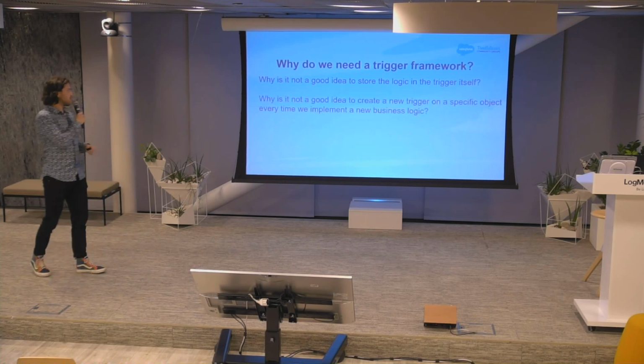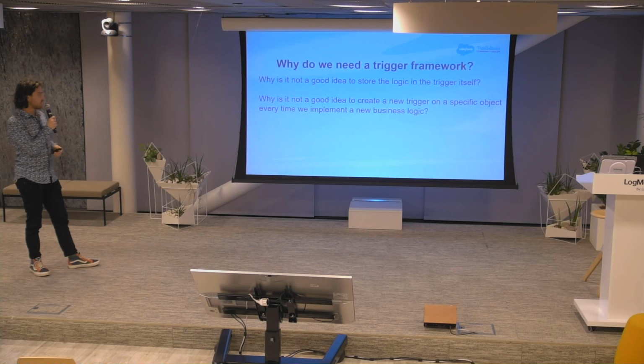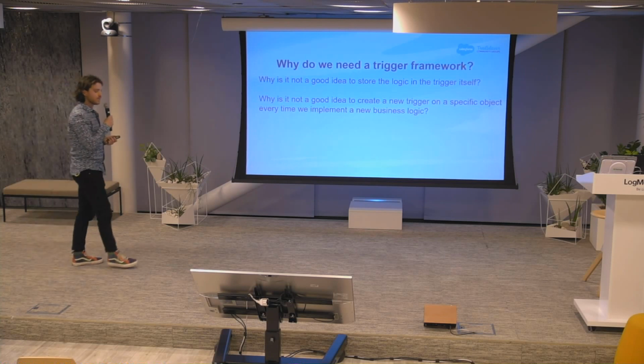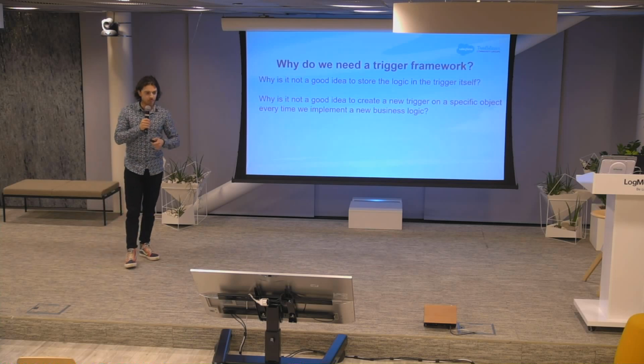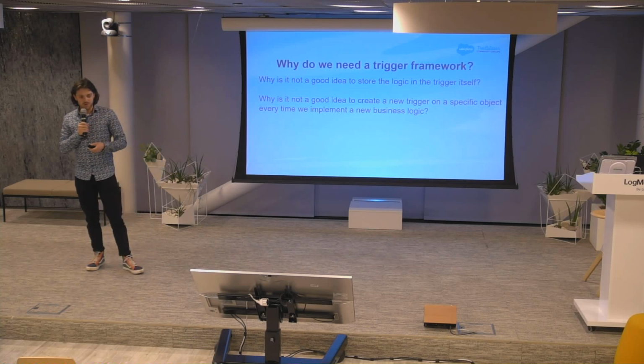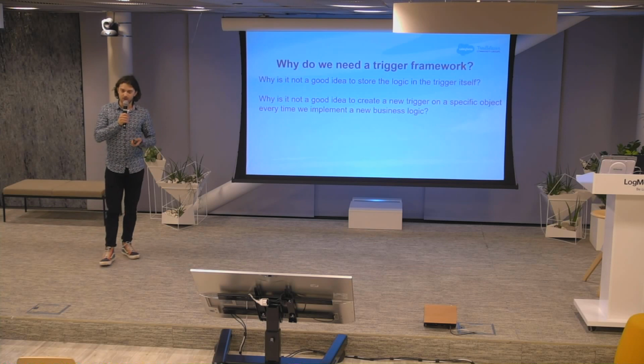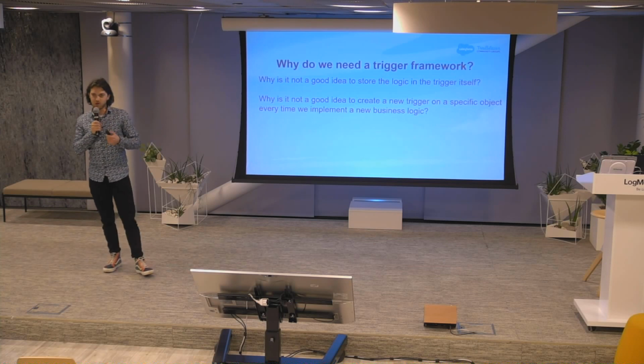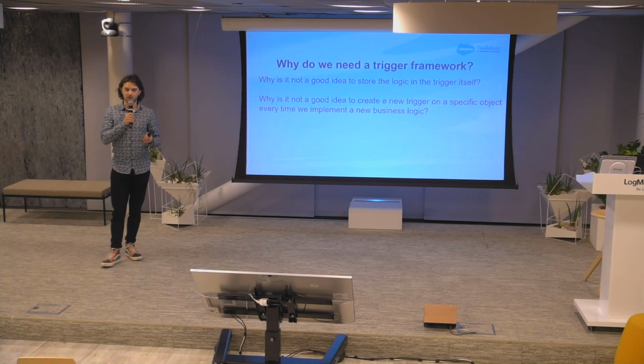And our second question is, why is it not a good idea to create a new trigger on a specific object every time we implement a new business logic, which I have mentioned before? It's because every new trigger increases the unstructuredness and the opacity. And we have no say on the sequence of the triggers on a specific object.